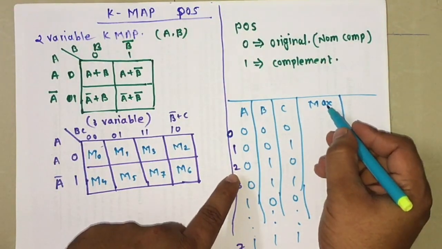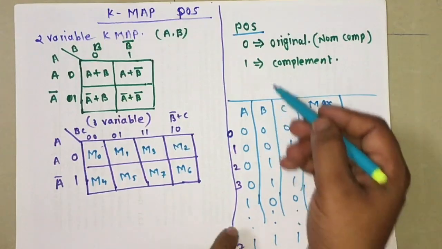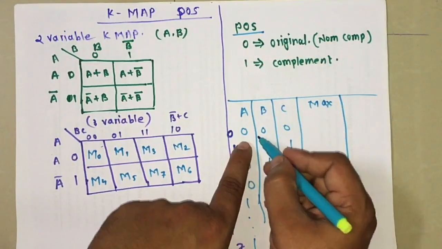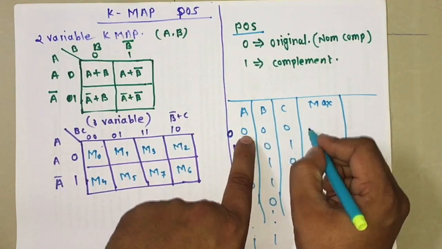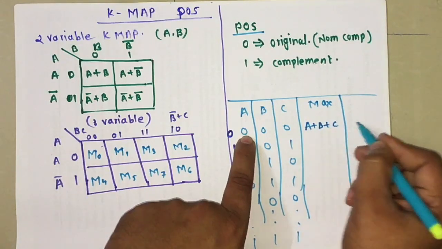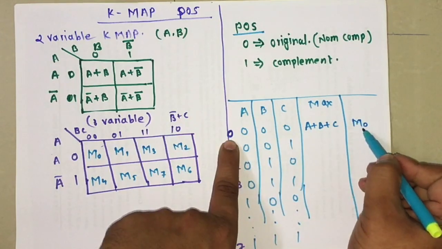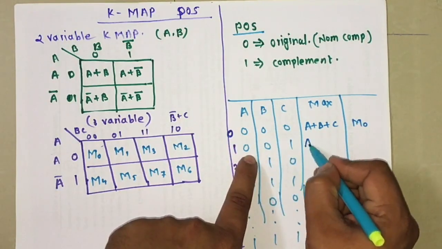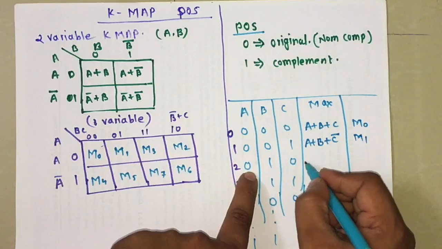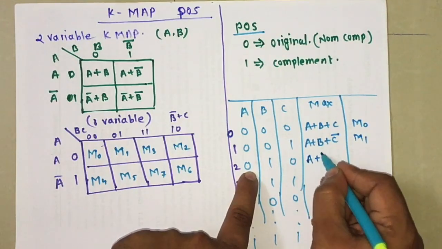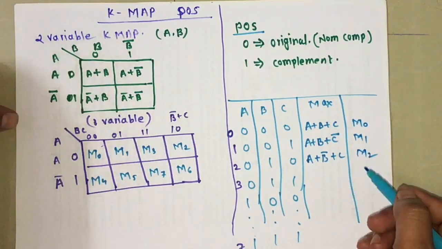The max term is the term in the form of POS, product of sum. In product of sum, 0 will indicate the original value. So 0 0 0 means A plus B plus C, and that is M0. This decimal value is referred to as M0. Then this is A plus B plus C bar, that is M1. For 2 it is A plus B bar plus C, that is M2. We will take just 3 values for cross checking purposes.